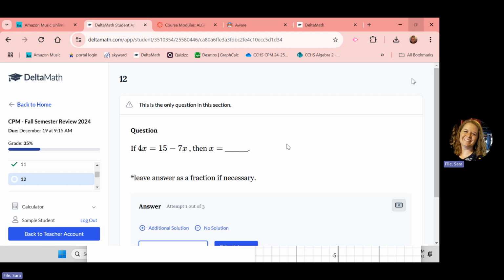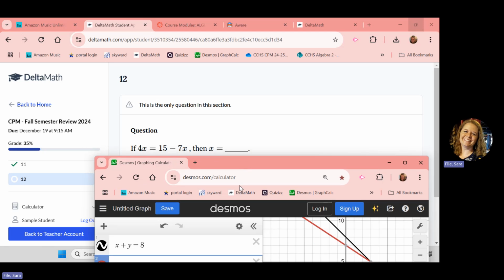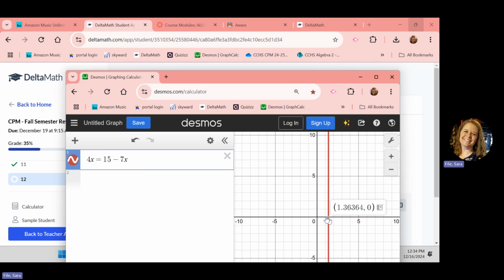In this one, you're given an equation, and you're told that if 4x equals 15 minus 7x, then x equals what? So they're asking you to solve for x. Okay, again, you can solve this by hand. You can move all of your x terms to one side, your constants, numbers to the other, and work it by hand. But you can also, when you're finding a solution, remember it is simply the x-intercept in the graph. So I could type this in, 4x equals 15 minus 7x, and I could look at this and it's going to tell me my solution.